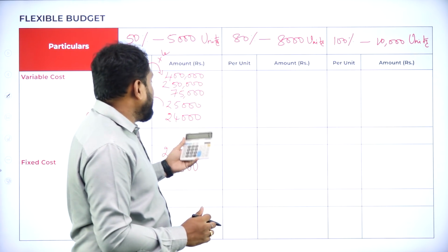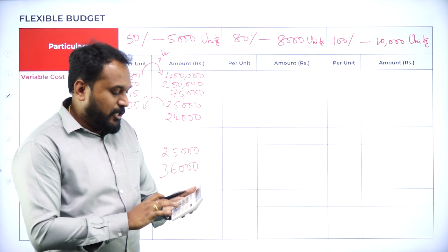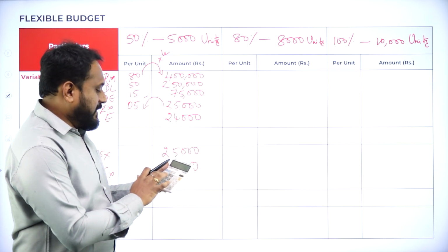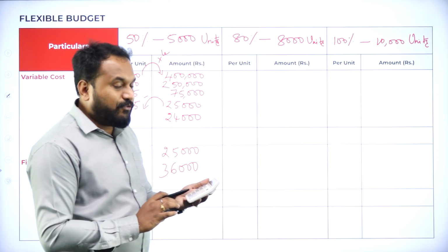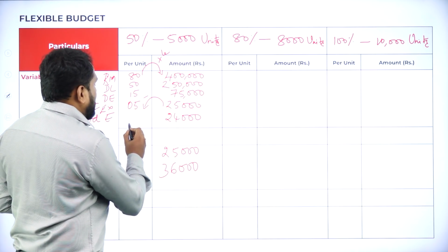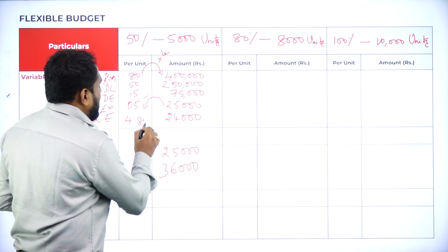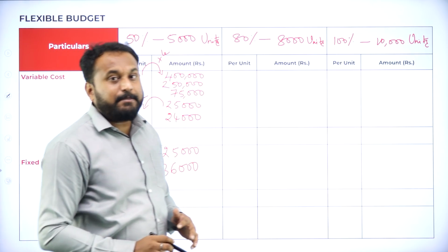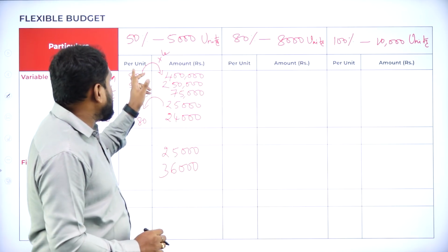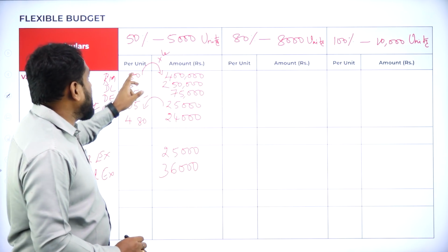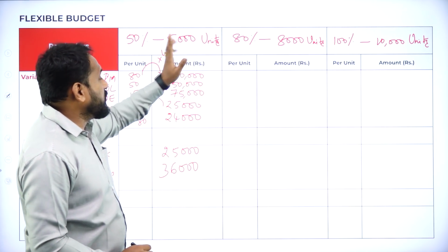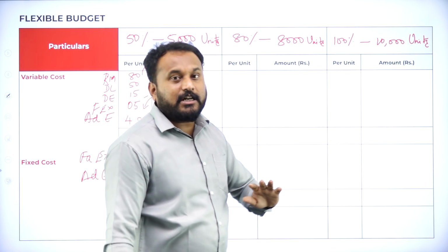Next one here, 24,000 is there. Now you are supposed to do 24,000 divided by 5,000, which is 4.8. Students, 4.8 means 4 rupees 80 paisa. Please write paisa. So from here to here, if you want to write, multiply with the units. If you want to go from here to here, divide by the units. Simple. Are you getting the logic here, students?